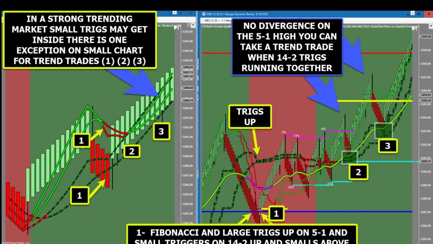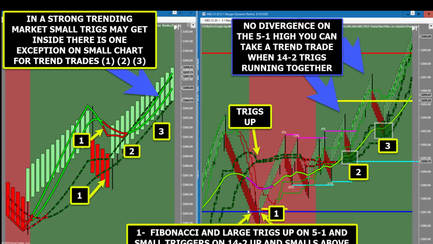If there's no divergence on the high pivot before you get a trend trade on your 5-1 chart, you can take a trade if they're running together on the smaller chart. That's it. Really easy, isn't it?